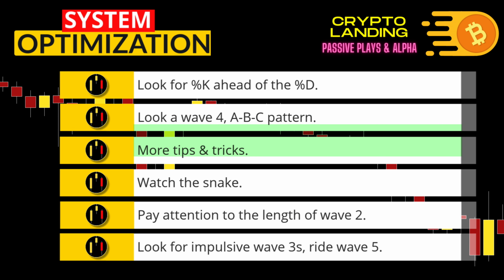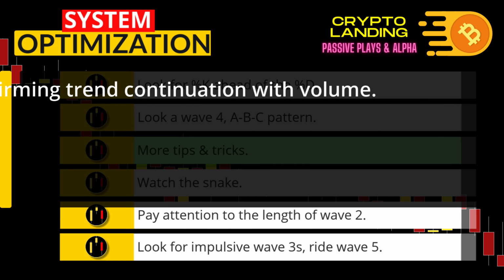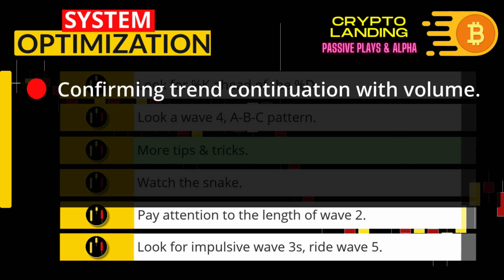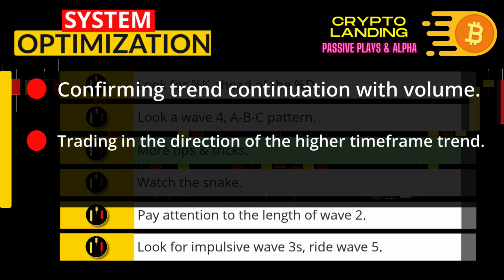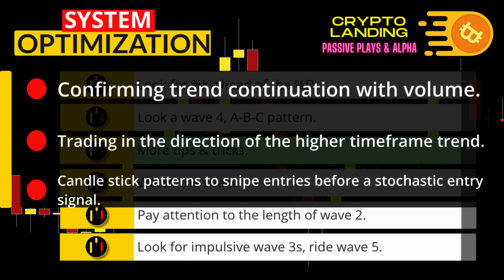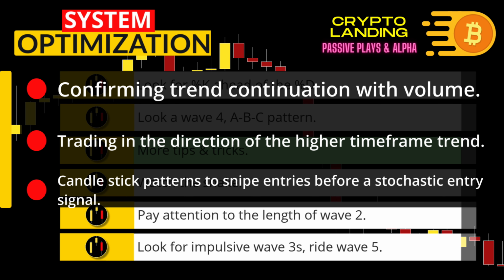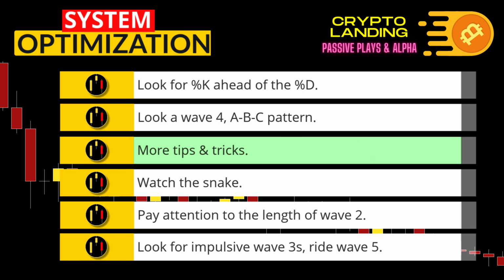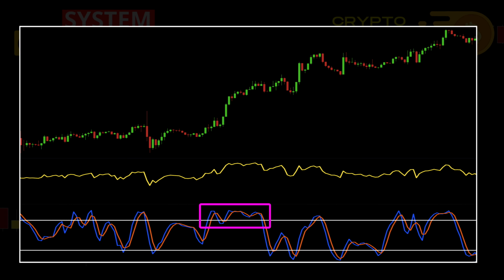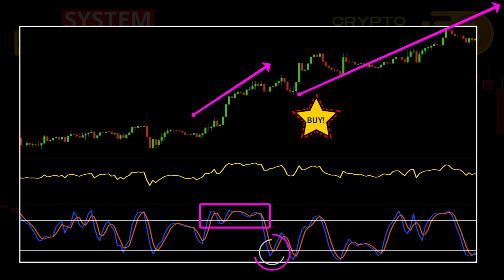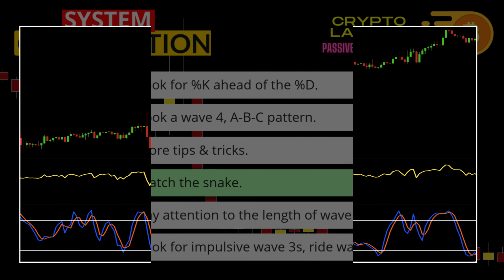Some other suggestions to consider in your testing are confirming trend continuation with volume, trading in the direction of the higher time frame trend, and looking for candlestick patterns to snipe entries before a stochastic entry signal. Speaking of powerful signals, when the stochastic RSI stays at the extreme level during an impulsive move, this is called a snake. After that, look for a quick pullback and a sweet and easy entry.